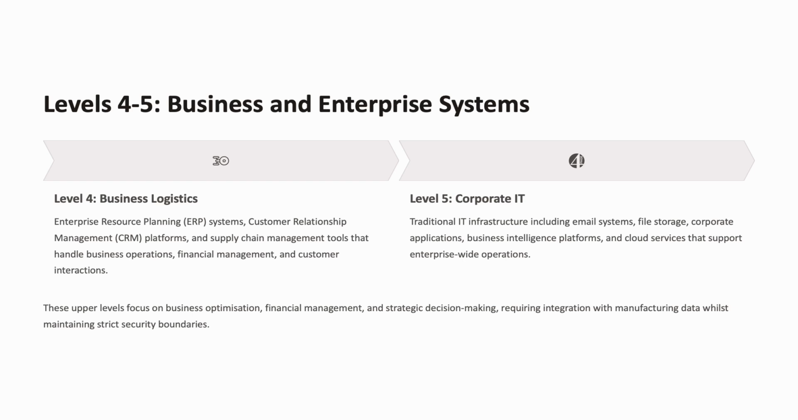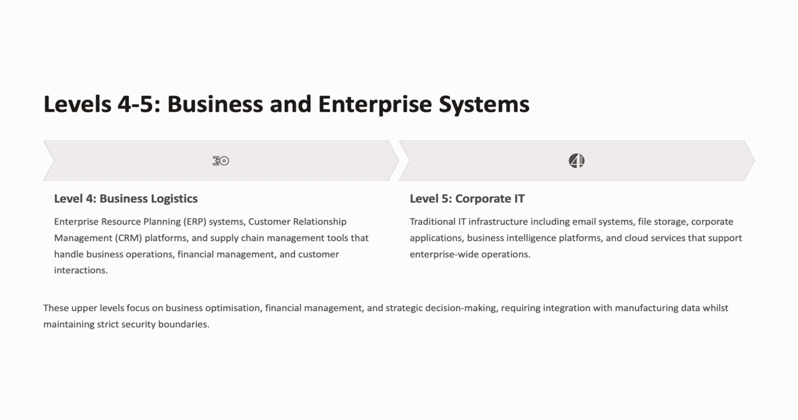In essence, level 4 brings together all the data and activities needed to keep the business side of manufacturing running smoothly and strategically. Now, level 5 is corporate IT. This is the realm of traditional information technology, covering everything from company email and file server to business intelligence tool and cloud based enterprise services. Level 5 connects the corporate office, C suites, and business analytics, giving them access to the high level data and analytics they need to make informed strategic decisions.